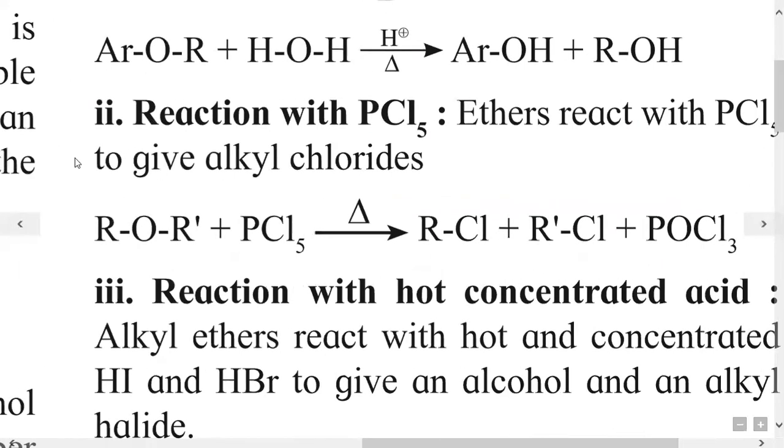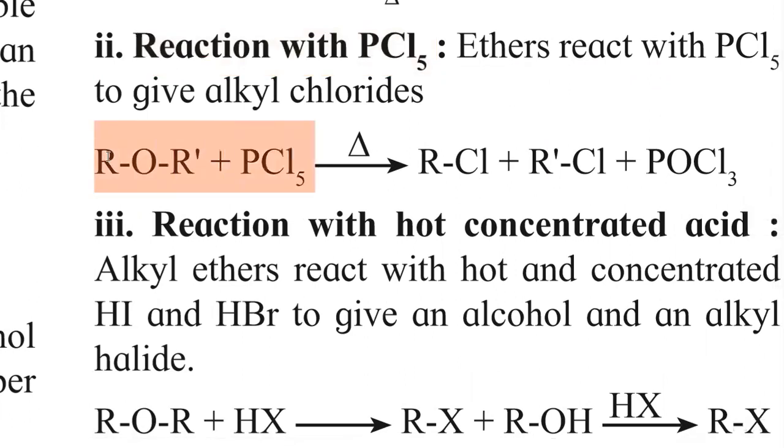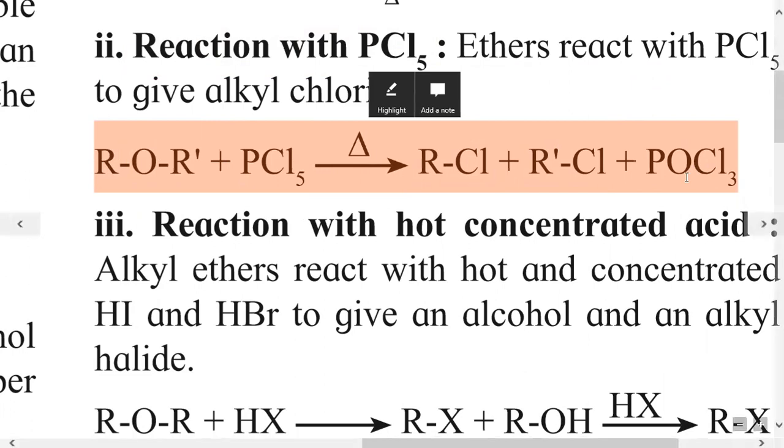Then next is reaction with phosphorus pentachloride. Ether reacts with phosphorus pentachloride to give alkyl chloride. The reaction is: ROR', an ether, reacts with PCl5, and then both alkyl groups are converted into the corresponding chlorides, that is RCl plus R'Cl, and the side product is POCl3, that is, phosphoryl chloride.